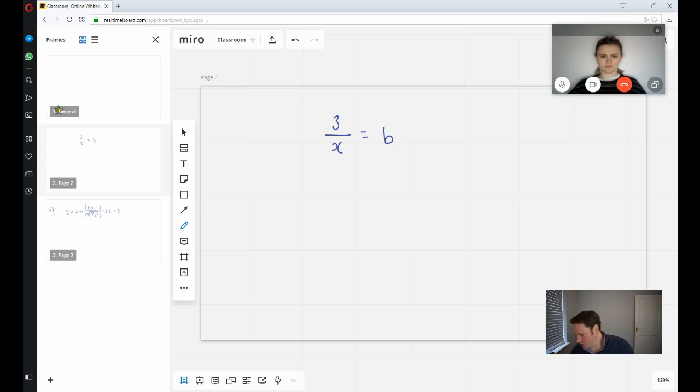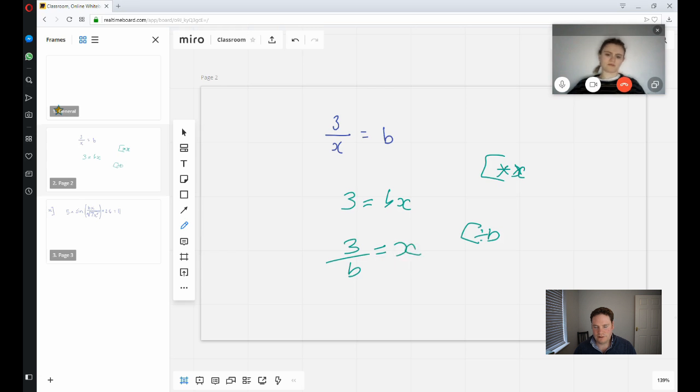Okay, so see if you can make that the subject. No, times by x, and then divide that by c, and it's x equals 3 over c.